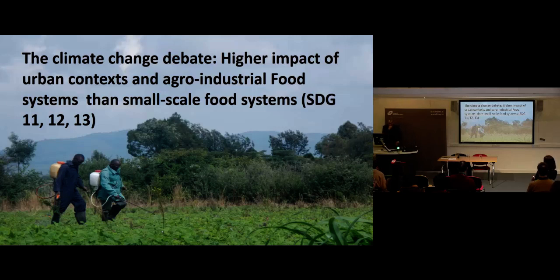We come to the section on the climate change debate, and I just take this as a starter. Actually, what we saw in some of the literature is that there's a higher impact by urban contexts and agro-industrial food systems than by small-scale food systems, which are also addressed in many of the SDGs. And I think that's really important because, again, the anti-politics machine: 11, 12, and 13 can be used very nicely by governments, also to control local people, to say, well, you should do A, B, C, D. We control you so that you are sustainable. And it's okay, this is a justification because we want to lead you to sustainable food production. And companies are also okay because we need to feed the world. Who the hell is we?